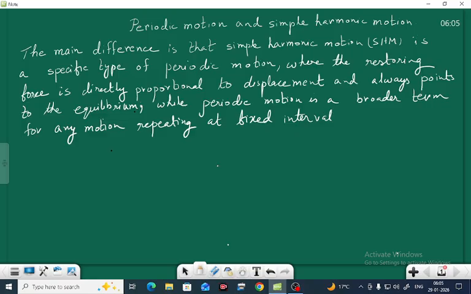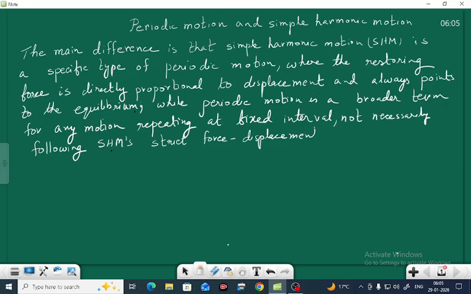Repeating at fixed intervals, not necessarily following simple harmonic motion's strict force displacement rule. This is the main difference between periodic motion and simple harmonic motion.